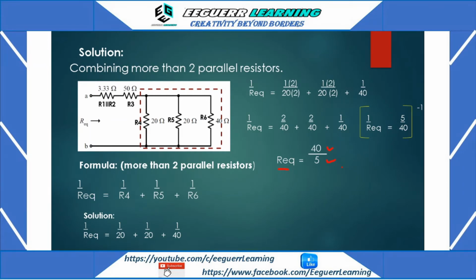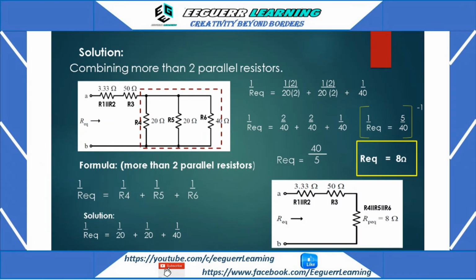Okay, so we can now divide 40 over 5, which will give us what? 8. So our R total, or the total or equivalent resistance, here is 8 ohms. Okay, combining these 3 resistors will give us 8 ohms. Okay, so let us check the equivalent circuit. So now the new circuit is this one.